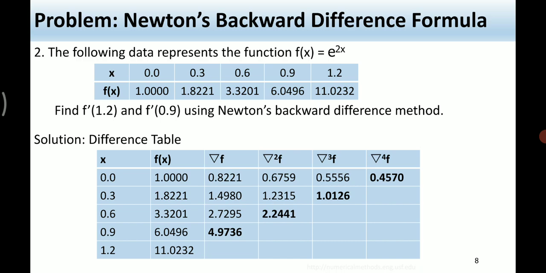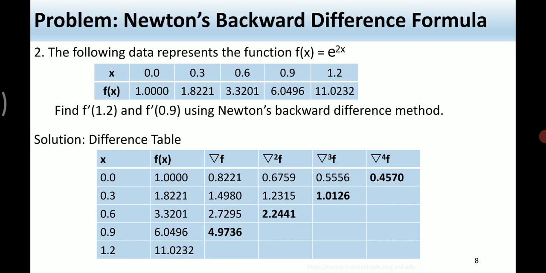1.8221 minus 1.0, so you get 0.8221. Then 3.3201 minus 1.8221, we get 1.4980. 6.0496 minus 3.3201 is equal to 2.7295. Then 11.0232 minus 6.0496 is equal to 4.9736.